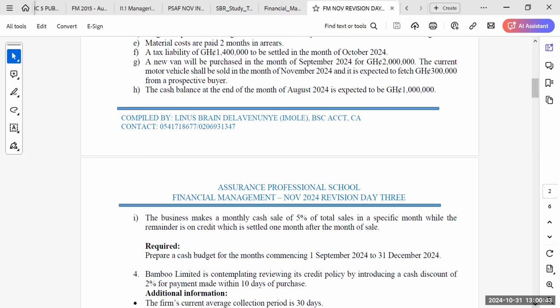Required. Prepare a cash budget for the months commencing 1st September 2024 to 31st December 2024.